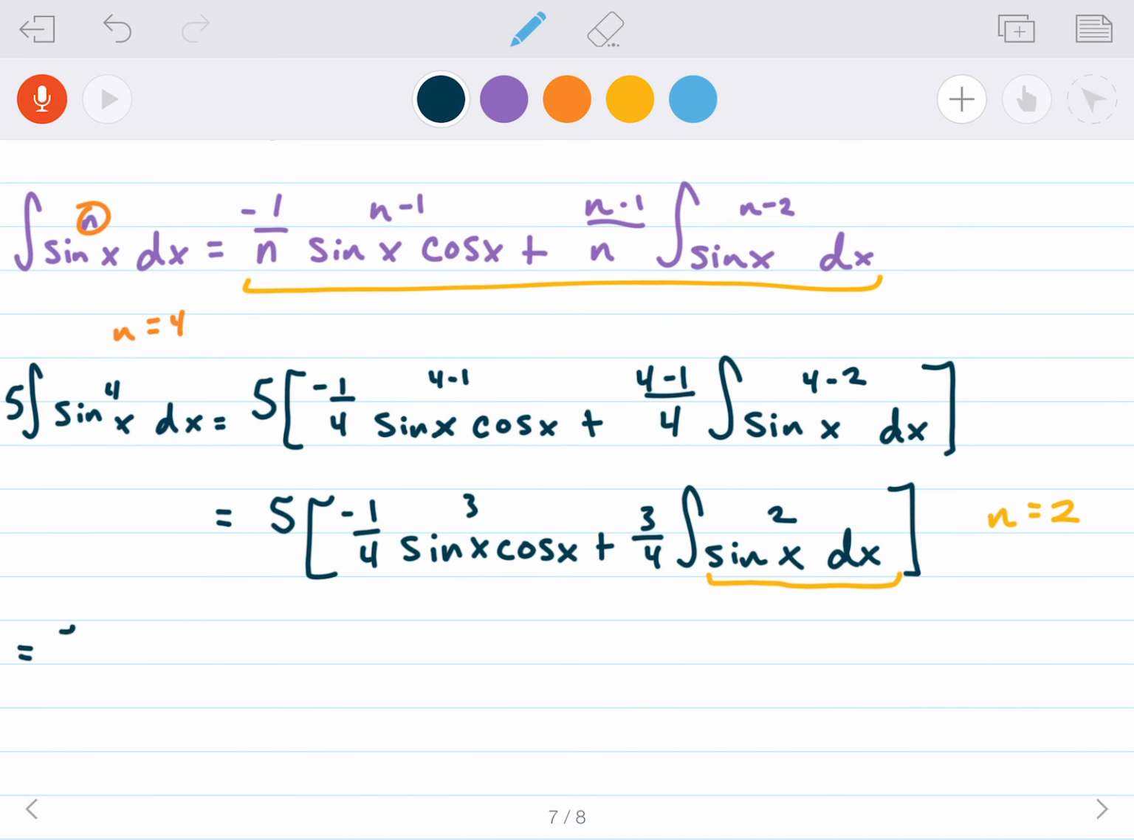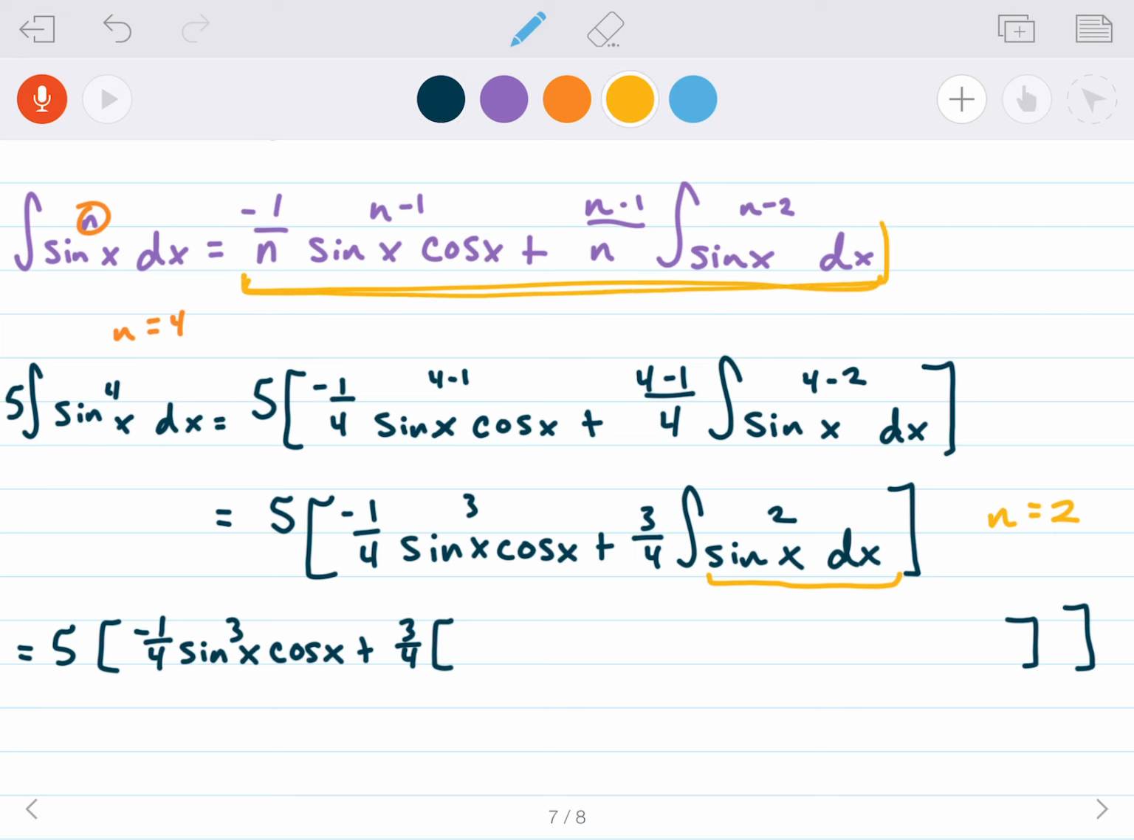I'm going to just make some room here. Okay. So then the 3/4 is coming out. Okay, so what I'm replacing is, again, the right side of this formula where n is equal to 2. Okay, so we have the following.